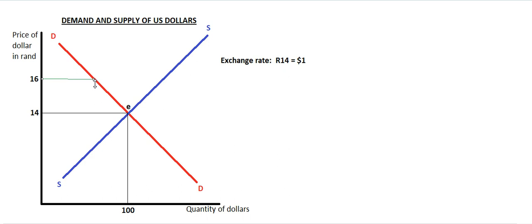All right, we know that the law of demand says the higher the price, the lower the quantity demanded. At 16 Rand to the dollar, our market is not in equilibrium. At a price of 14 Rand to the dollar, 100 people were willing to buy dollars. If we increase the price to 16 and find the corresponding quantity, you will see that the quantity demanded has decreased. Our quantity is now lower.